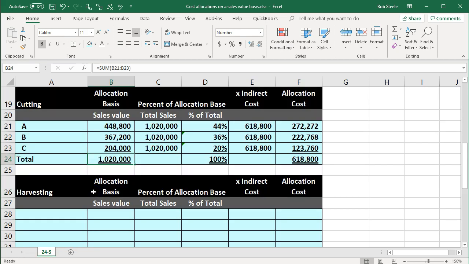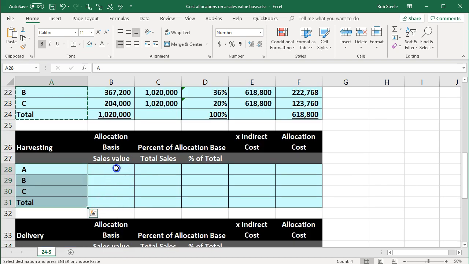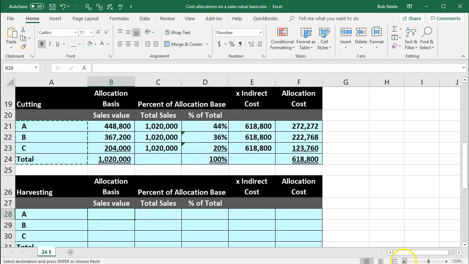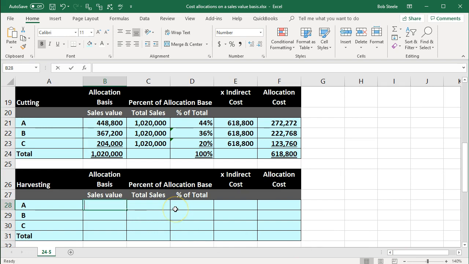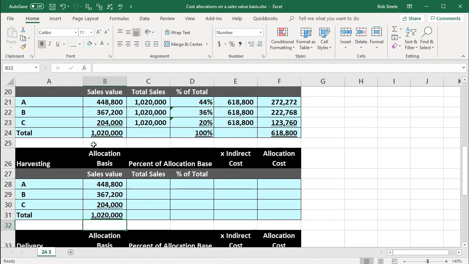Okay, so the next thing, we're going to do the same thing, of course, for the harvesting, just basically the same type of data. So we can copy this all the way down. We're going to say this is the same information. We'll just break it out one more time just to see it once again. We're going to take the sales, which equal the 448.8, and the 367.2, and the 204. We'll sum that up. That'll give us the total. That total then is going to be what we use in the denominator of our calculation.